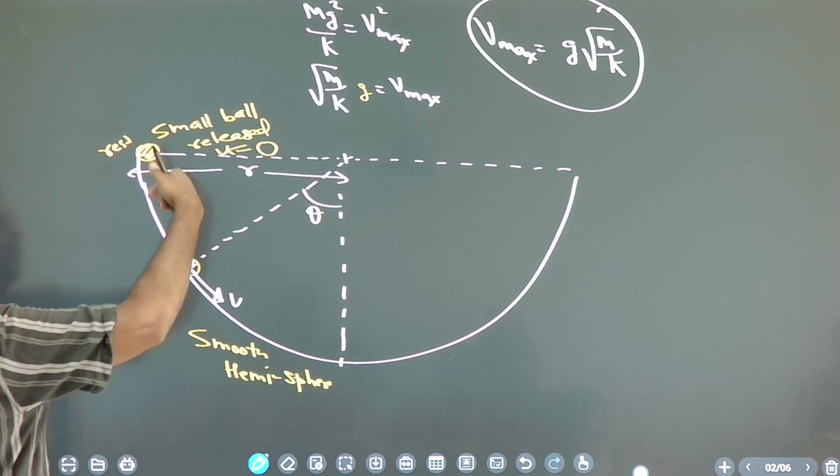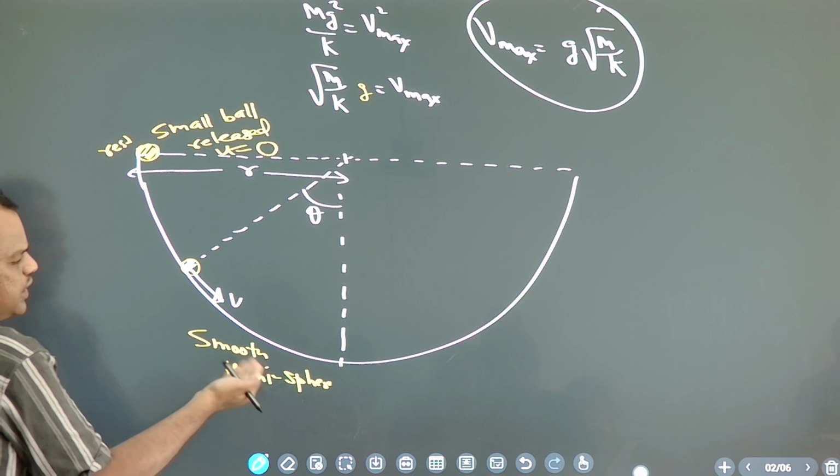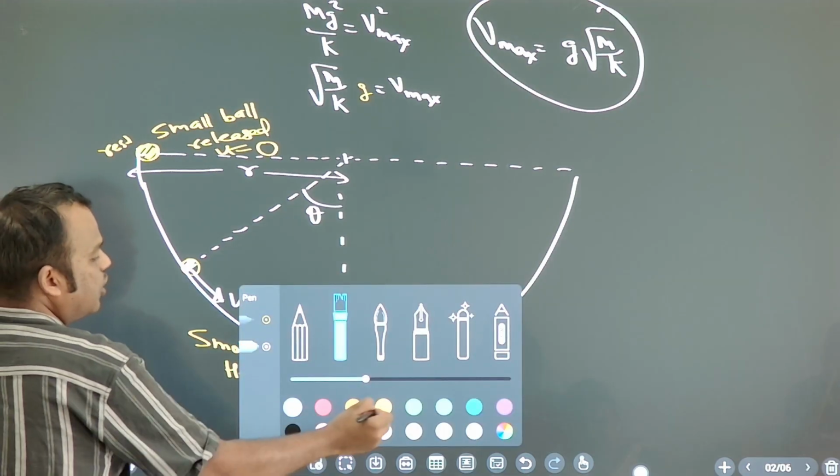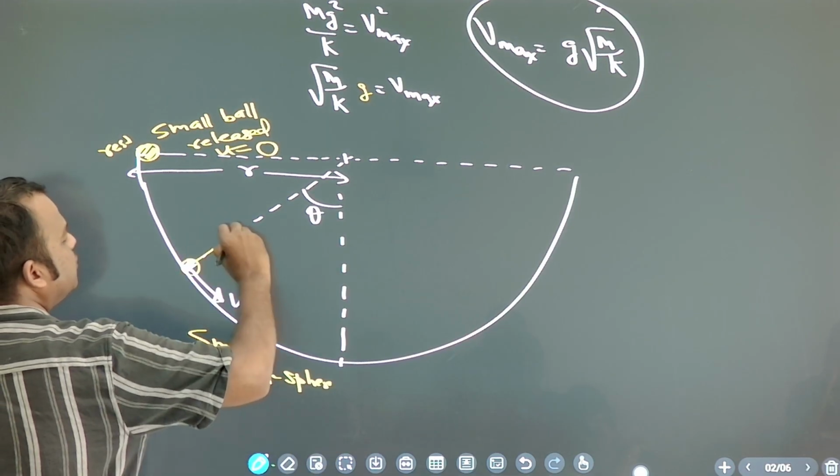So from here it is coming. This is smooth, frictionless. So it is coming like this. Normal is acting. Now normal force is there. What is the direction of normal force?